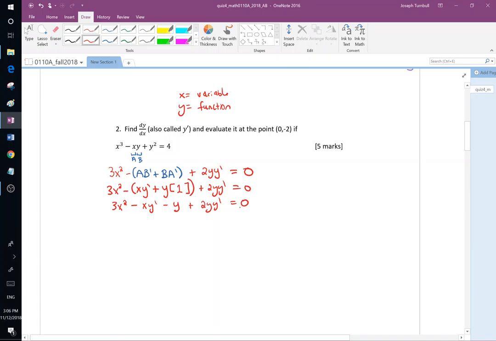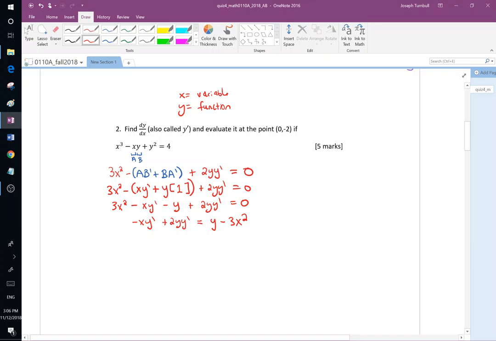Okay, now let's move all the terms that don't contain y prime over to the right. So the xy prime stays, the 2yy prime stays, and then I'm going to add y to both sides, and subtract 3x squared from both sides.